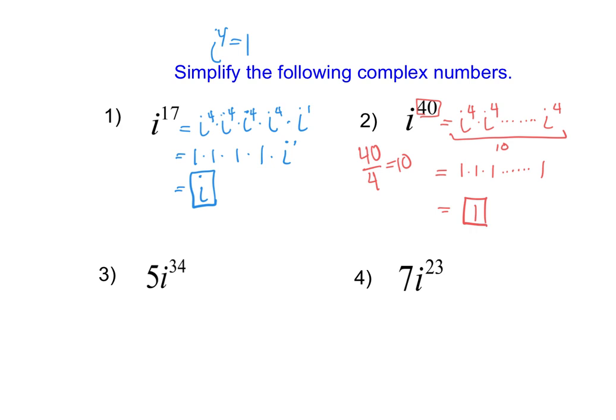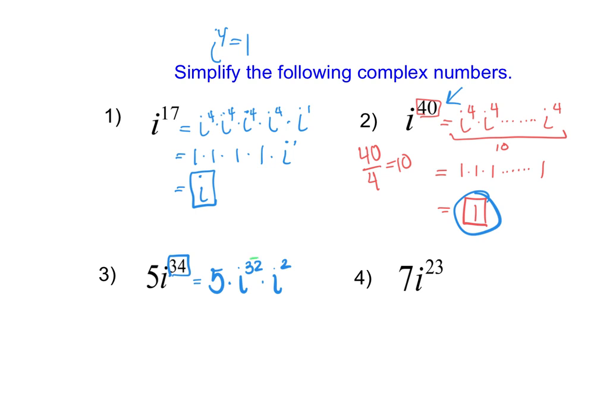So now if I look down here at number 3, what I'm going to try to do with this 34 instead is break it up into something that is divisible by 4. Because I know that if something is divisible by 4, like 40, that exponent with i is going to result in just a 1. So when I look at 34, I know that 34 isn't divisible by 4. But I know that I can break this up into 32, which is divisible by 4, and 2.